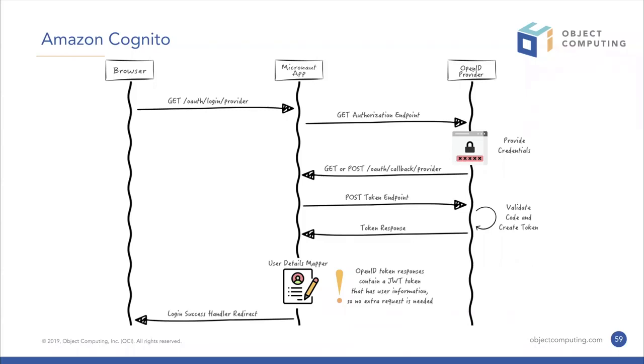Here, since we have a secure channel, we don't even need to validate the signature. But if we wanted to validate the signature, Micronaut by default will attempt to validate the signature using the public JSON Web Key Set that Cognito exposes in a public endpoint. Then you will go through a login success handler. So this can be whatever you want.